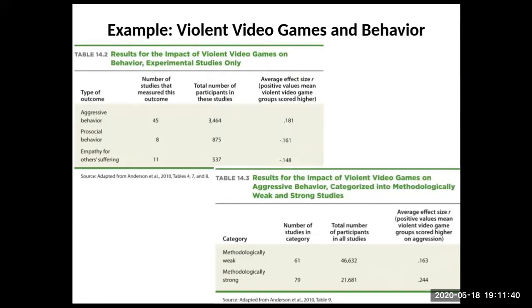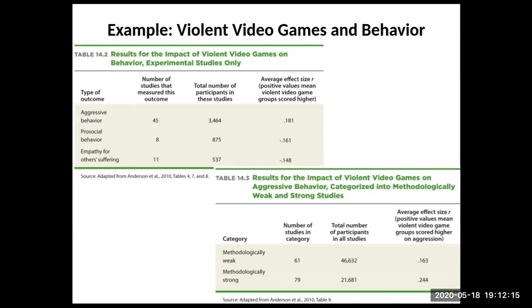So looking at violent video games and behavior, some of the things that meta-analyses take into account is looking at the overall number of studies that were measured based on aggressive behavior or pro-social behavior, which is helping behavior instead of violence. It's the opposite. And what about the number of studies that have looked at empathy for other people suffering after playing a violent video game? So we see that there's 45 studies on aggressive behavior with about almost 3,500 participants total. And we're looking at the average effect size.